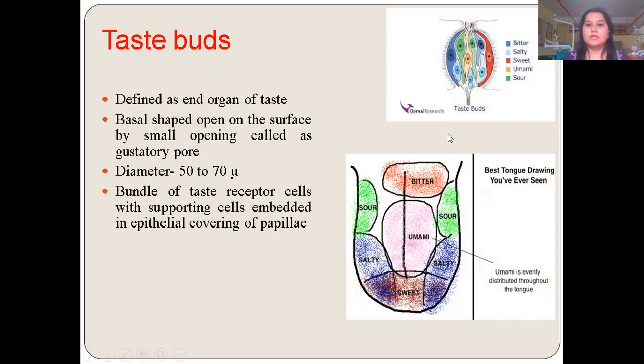Here in the diagram, you can see the various areas on the tongue which are responsible for certain tastes. The anterior part of the tongue is responsible for sweet taste, slightly lateral is salty, posterior lateral is sour, and posterior most is bitter.